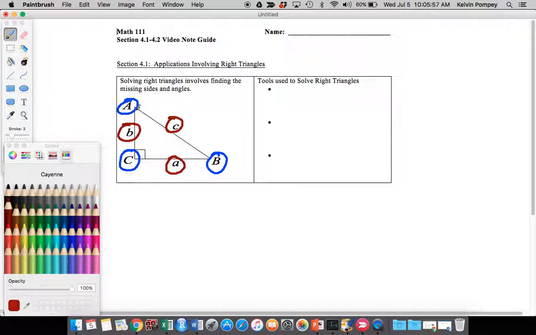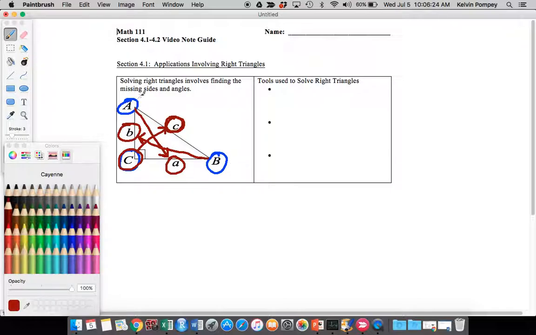Across the triangle from angle A is side length a. Across the triangle from angle B is side length b. And across the triangle from angle C is side length c, right? So we have capital C here representing the angle, lowercase c across the triangle representing the side length c, right? We're always going to notate our triangles like that.